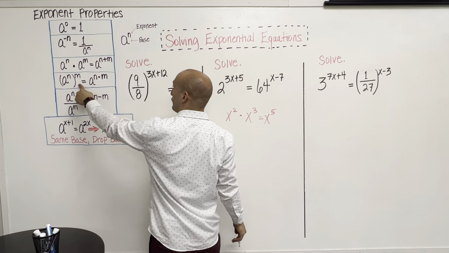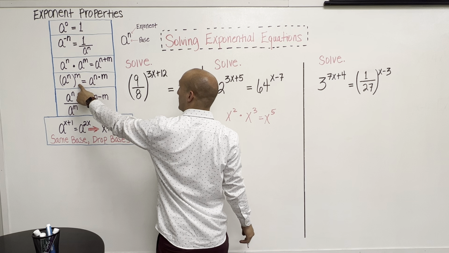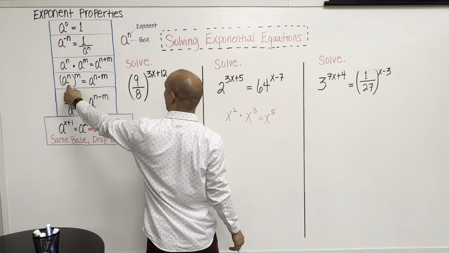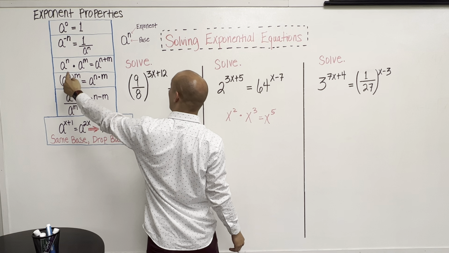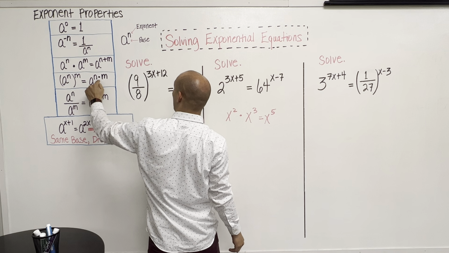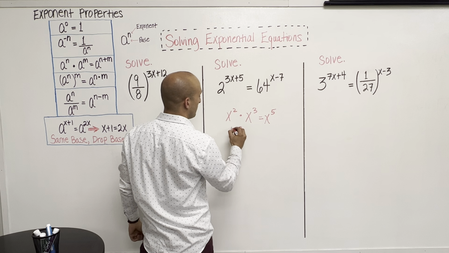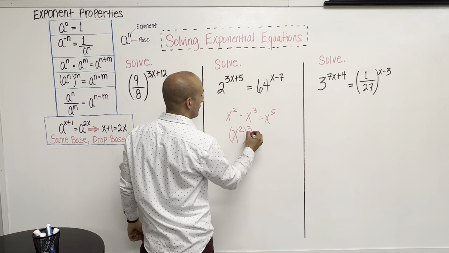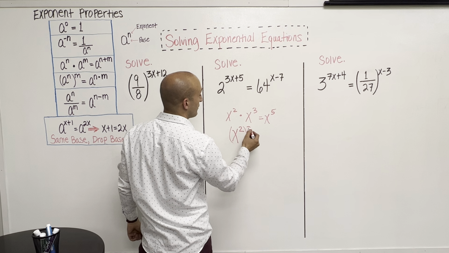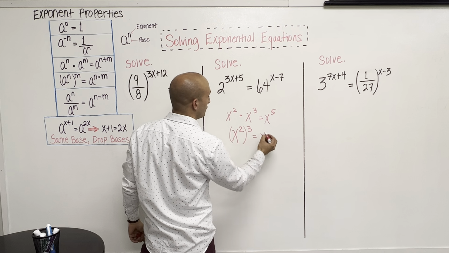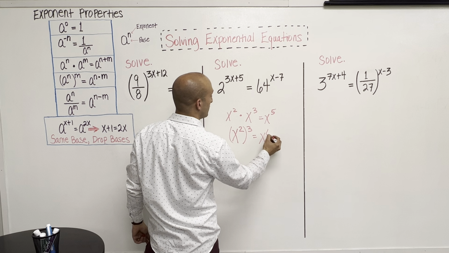This one we've seen plenty in our class. This is the power to power rule. If I raise something to a power and then raise that to another power, I'm gonna multiply my exponents. In this case, if I have x squared raised to another power, then I will multiply my 2 numbers here. So 2 times 3 would be 6.